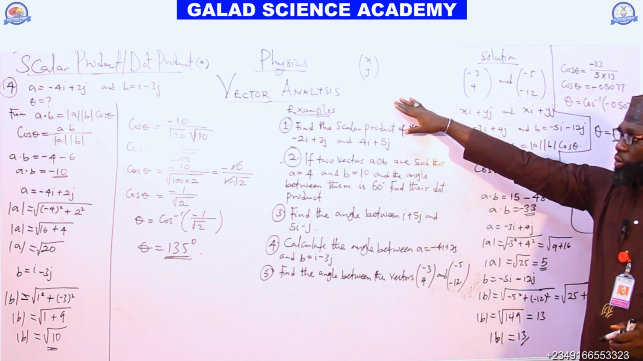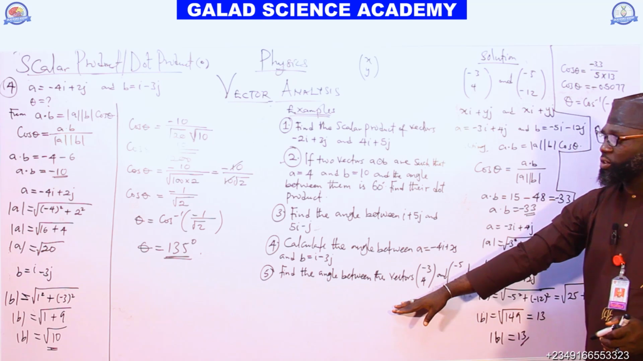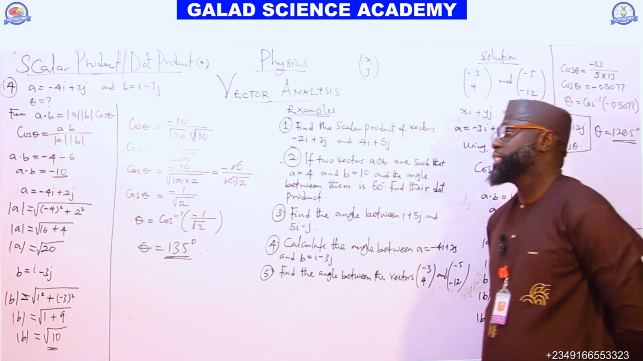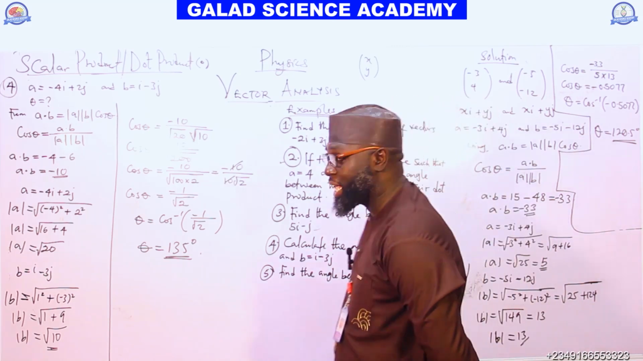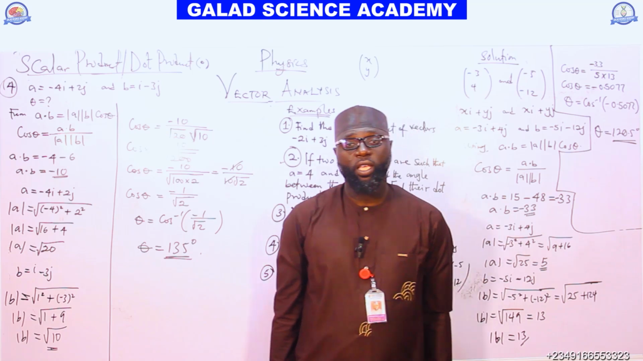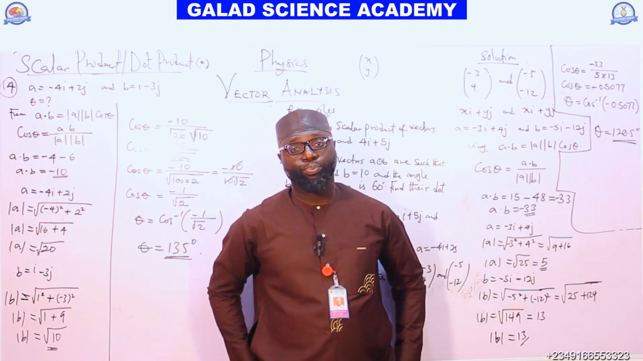So that is all about the solutions to the 5 questions given under scalar and dot product. The next aspect, which is the last under vector analysis, will be vector products.